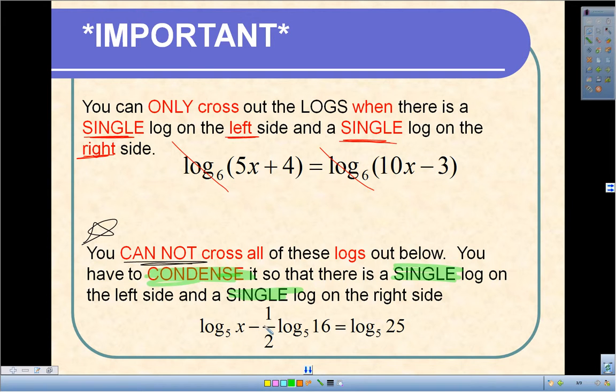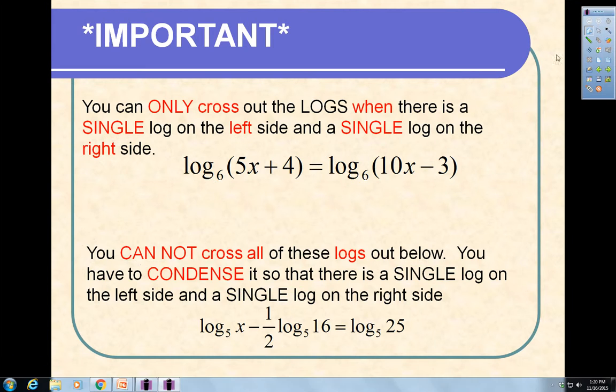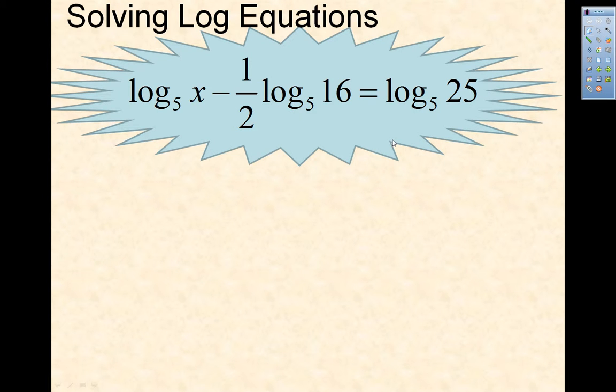Now, for this problem, the right-hand side already had a singular log. So on the left-hand side, I would have to condense this to one singular log, and then I would be able to cross those two logs out, but only after I have condensed them. Okay? Alright, let's look at the example. I think it's the exact same problem. It is. So let's go back to this problem.